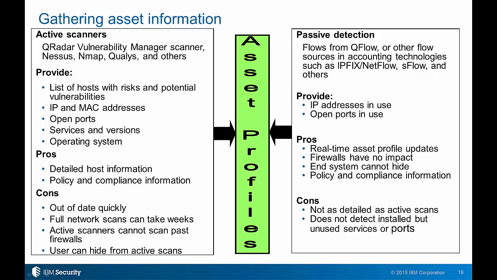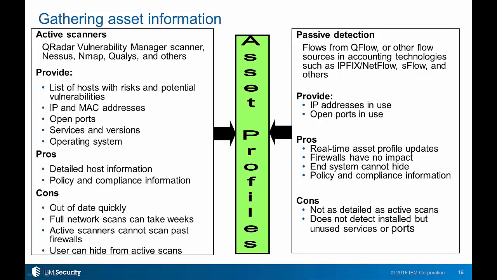Active scanning provides very detailed host information as well as policy and compliance information. But it gets out of date quickly because full network scans can take weeks if not longer to complete. Active scanners may not scan past firewalls. And also, users can hide from active scans by shutting down their systems during the regular scans.